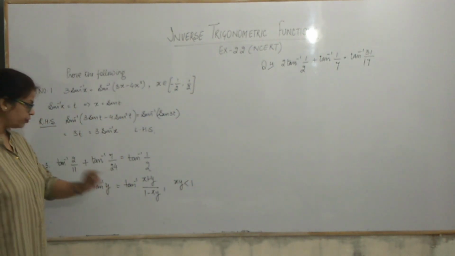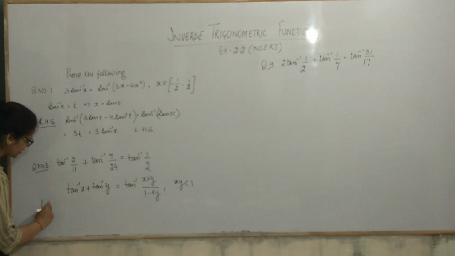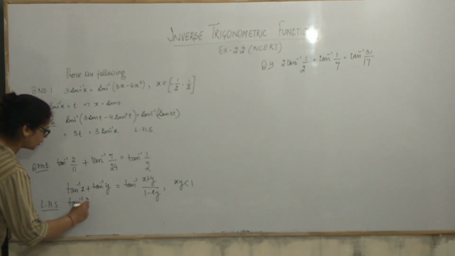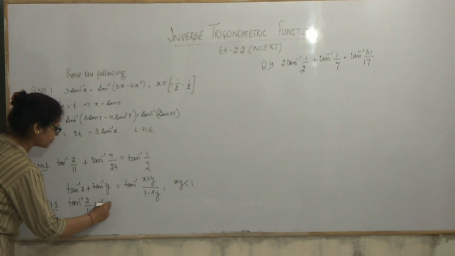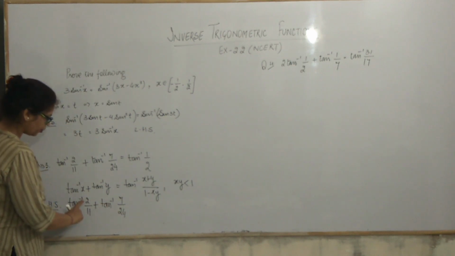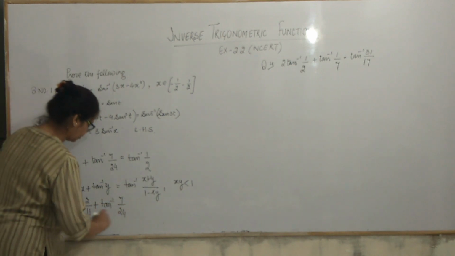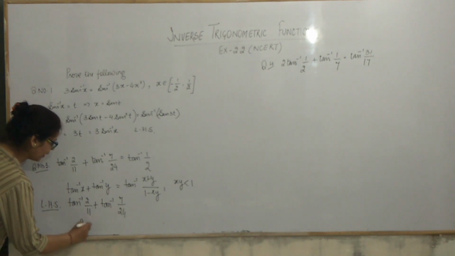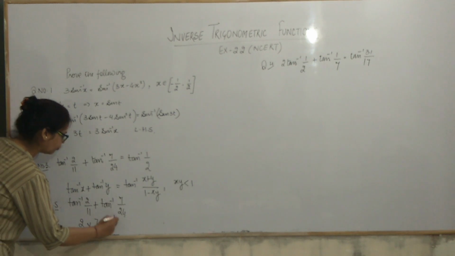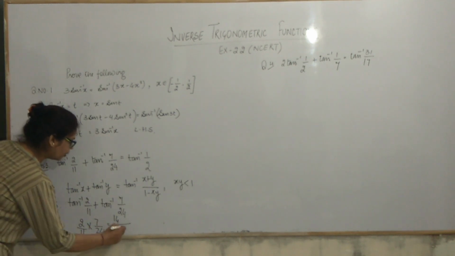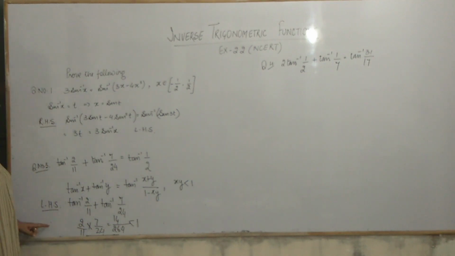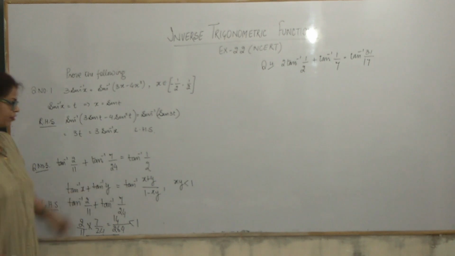Let us check the condition first. Taking the left hand side, tan inverse 2 upon 11 plus tan inverse 7 by 24. Check the condition, the product of 2 by 11 and 7 by 24. So 2 by 11 into 7 by 24 is equal to 14 upon 264, which is less than 1. So we can proceed and apply the formula.